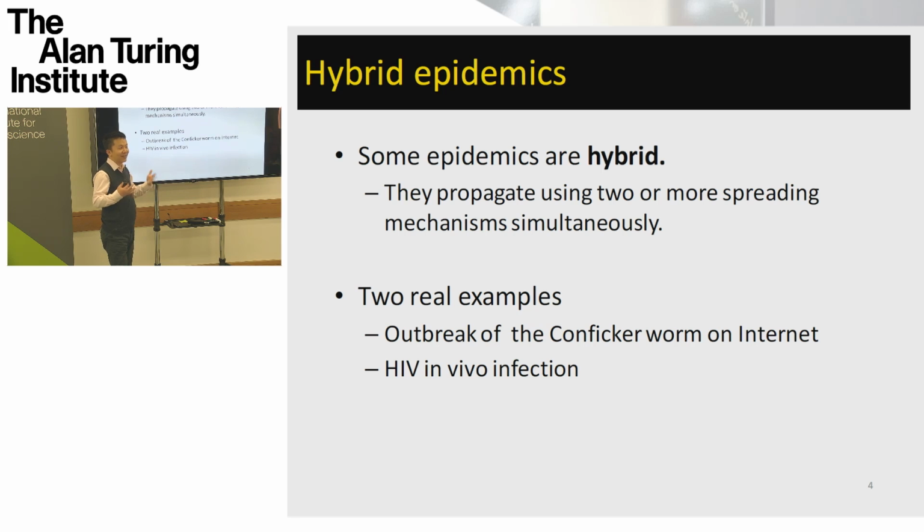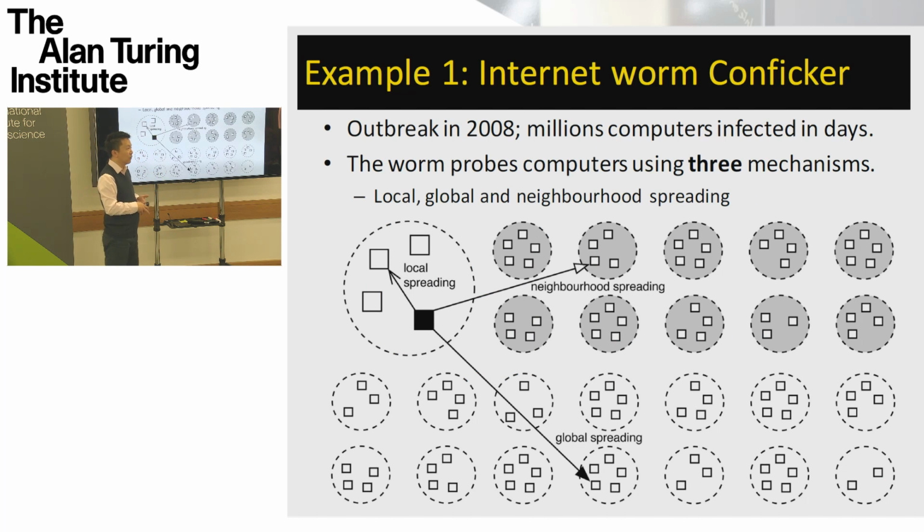To illustrate the idea, I will discuss 2 real examples. One is an internet worm spreading on the internet. It's called Conficker. Another is an HIV infection inside the human body, not between people, yes? I'm talking about infection of the HIV virus jumping between different T cells, yes? So these are the 2 real examples that will tell us what I mean by hybrid epidemics.